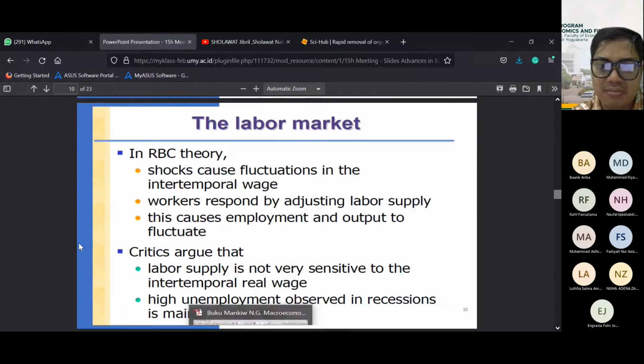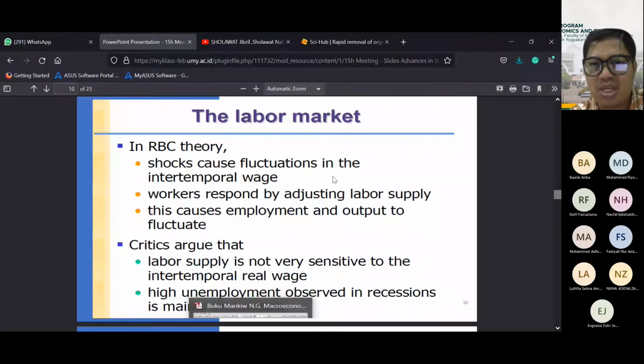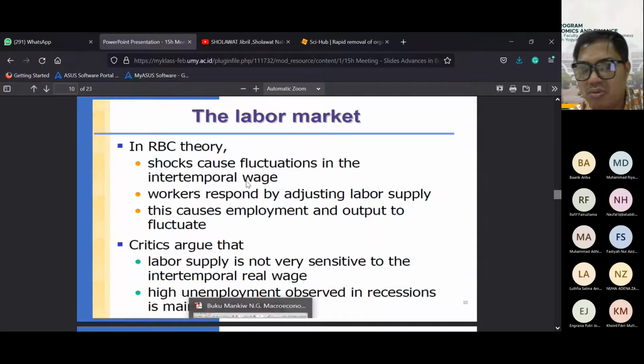And in the context of labor force as well, in the RBC theory, shocks cause fluctuation in the intertemporal wages. So if there's a shock here, it will impact the intertemporal wage. It means whether wage 1 or wage 2 is bigger or lower because of the shocks. And workers respond by adjusting labor supply. So the workers respond by taking a position of staying in the job, or leaving the job. Their choice will of course impact the labor supply in the economy, and this causes unemployment and output to fluctuate. So the fluctuation is basically because the labor in the market is shifting, they are changing over time, taking some adjustment processes in the context of labor force.